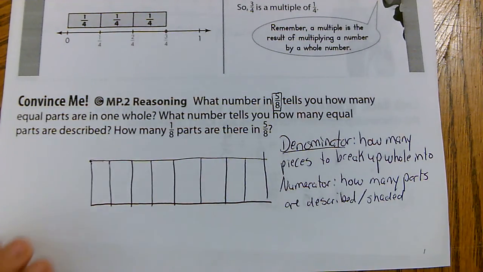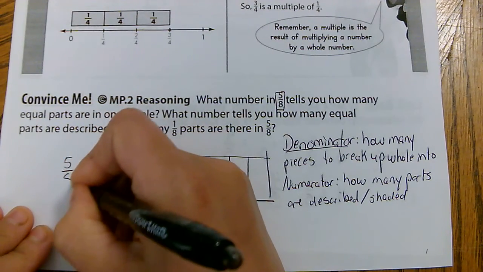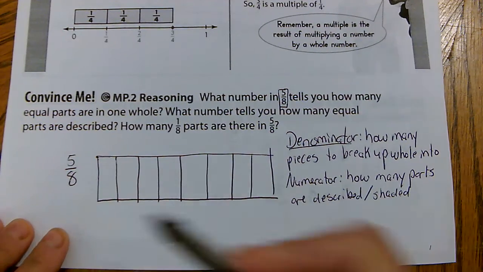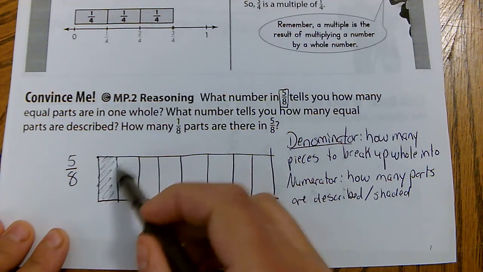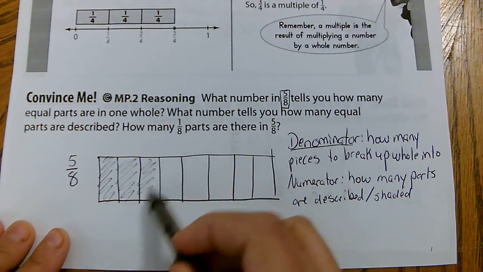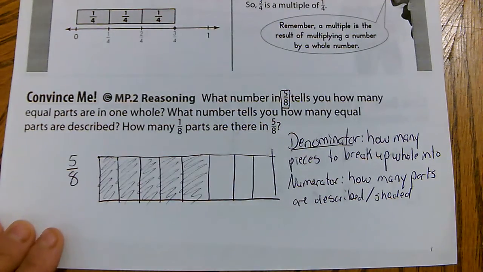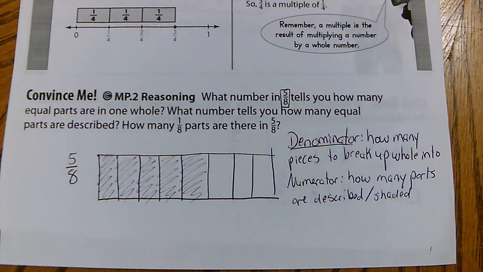So if I'm talking about 5/8, that means I would shade 5 of these 8 pieces. So 1, 2, 3, 4, and 5. That's how many pieces of this whole are being described.